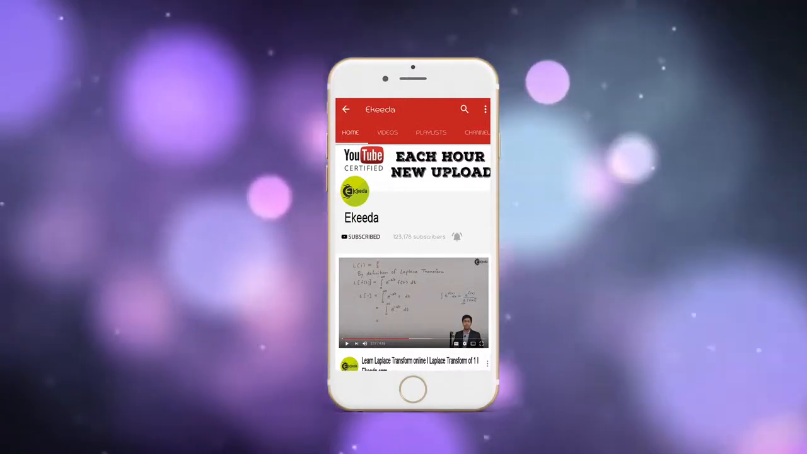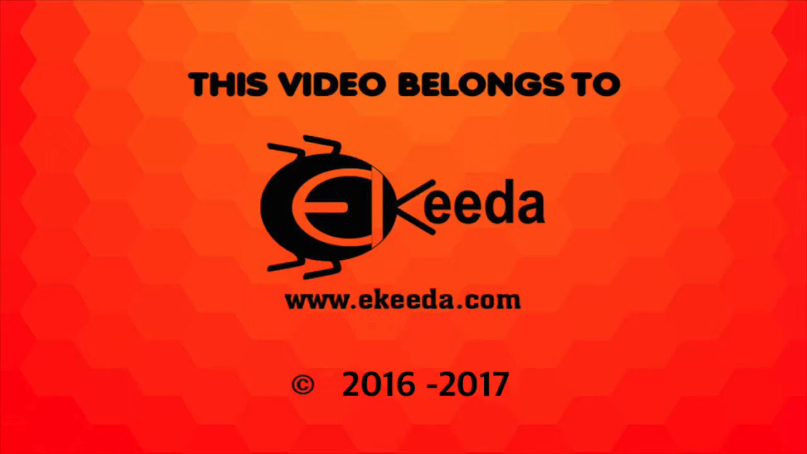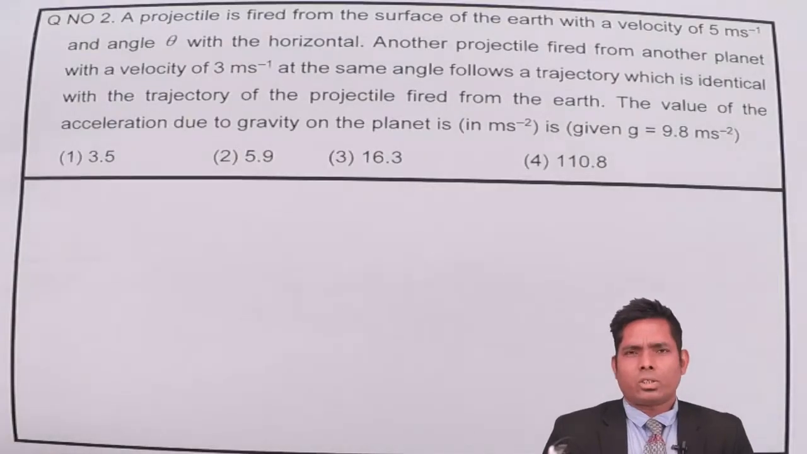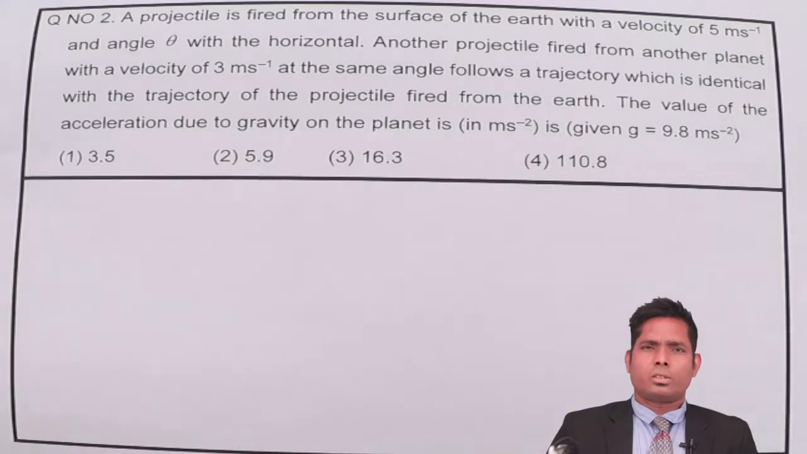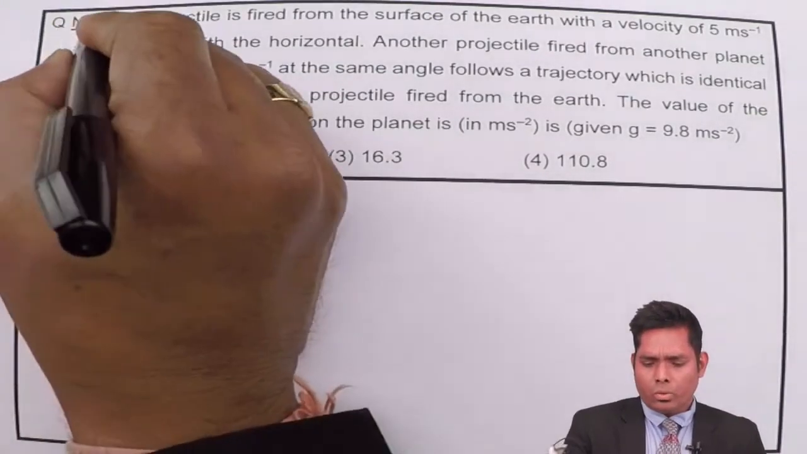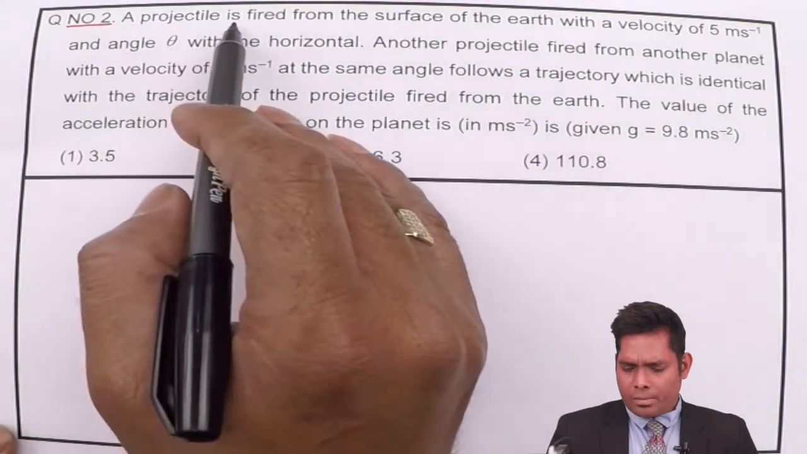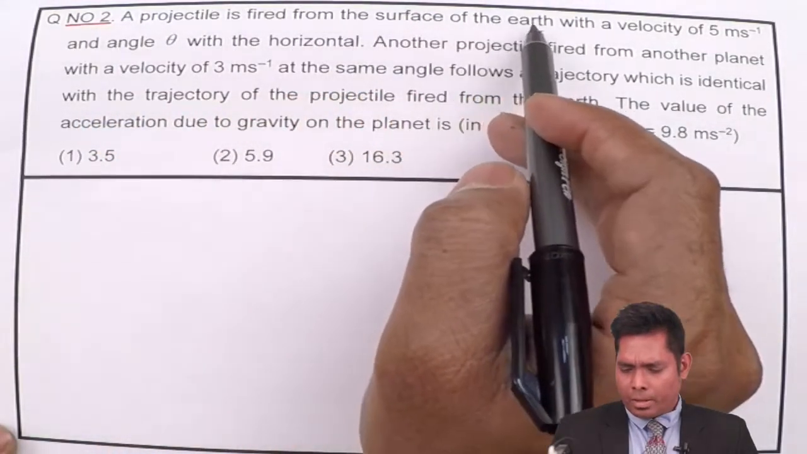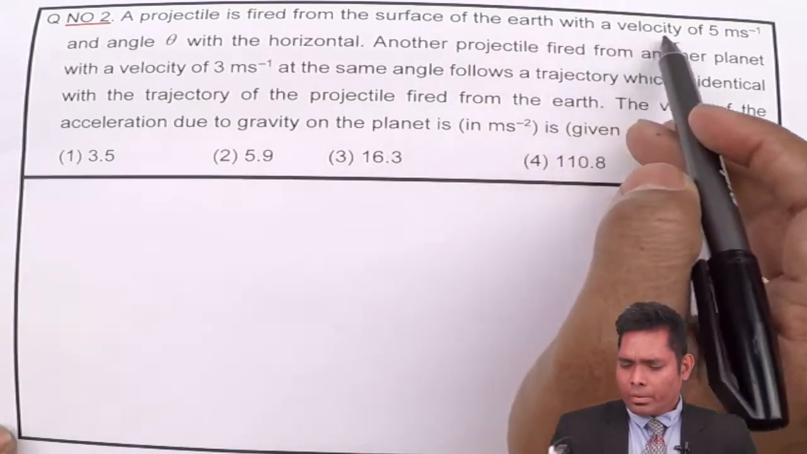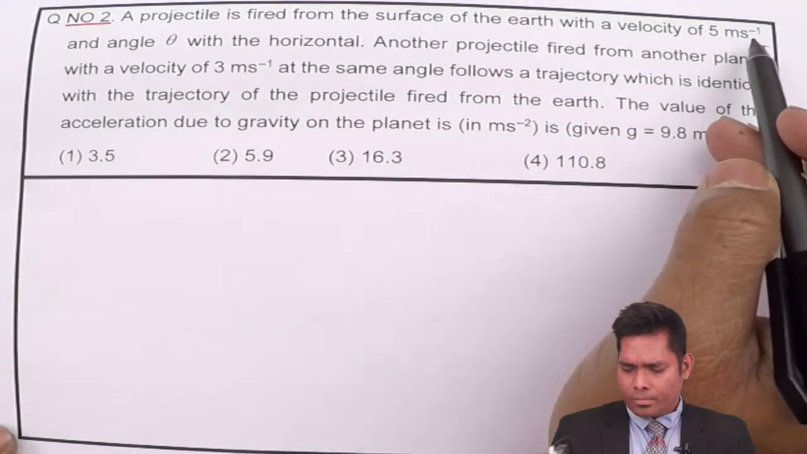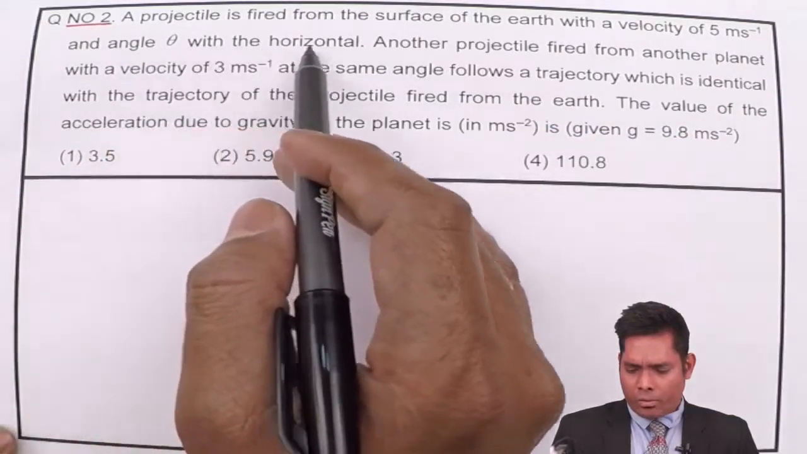Hello students, let us solve the next question, question number 2 of NEET 2014 physics paper. A projectile is fired from the surface of planet Earth with a velocity 5 meters per second and angle theta with horizontal.